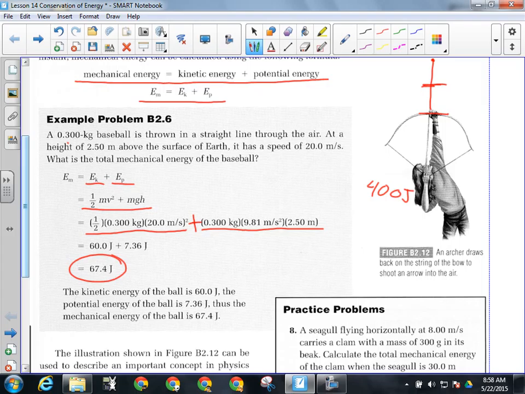That's the concept we're working on today and a bit next week. We're always going to have a total of 400 joules because that's the mechanical energy I put into the system by doing work. The bow and arrow are the system. I did work on the bow, the bow did work on the arrow. That 400 joules of energy is always going to be there.